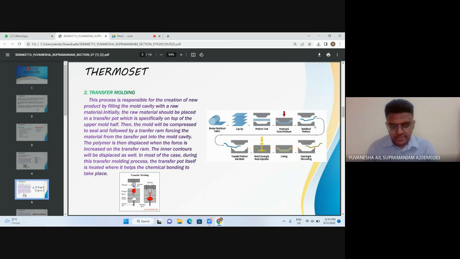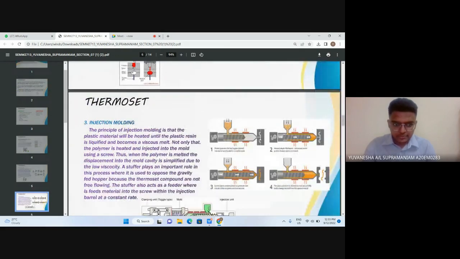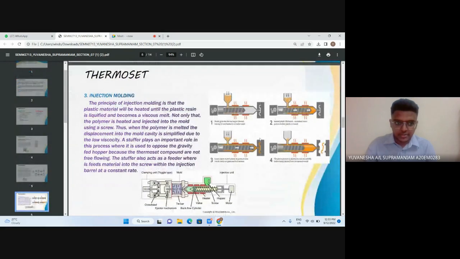In most cases, during this transfer molding process, the transfer pot itself is heated, where it helps the chemical bonding to take place. This is the example of illustration of transfer molding process. Now, I'll move on to the final process, which is injection molding.